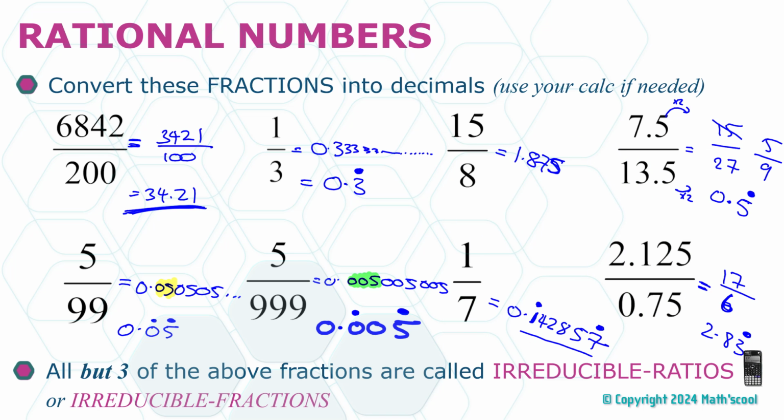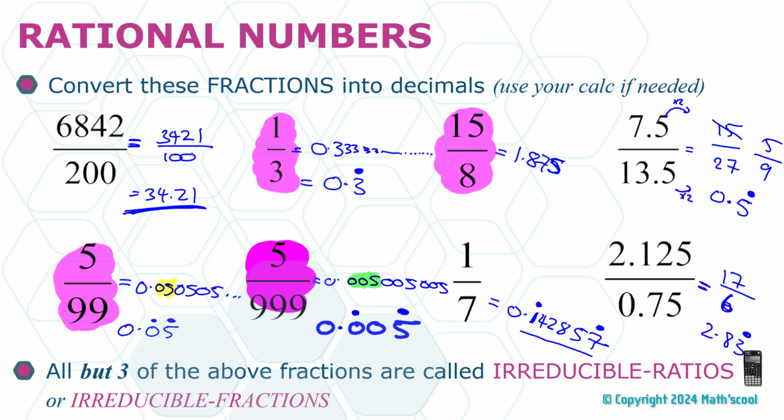All but 3 of the above fractions are called irreducible ratios or irreducible fractions. So this one here was an irreducible fraction. This one we reduced it, we cancelled it down. This one was an irreducible fraction. This one we had to rewrite as 5 over 9. This one was an irreducible fraction. This one was an irreducible fraction. This one was an irreducible fraction.